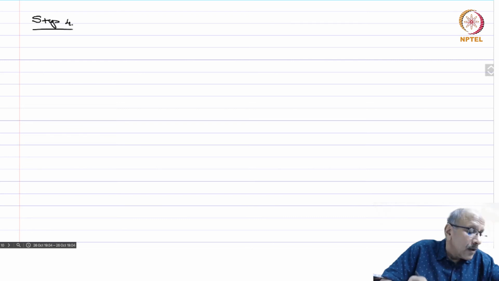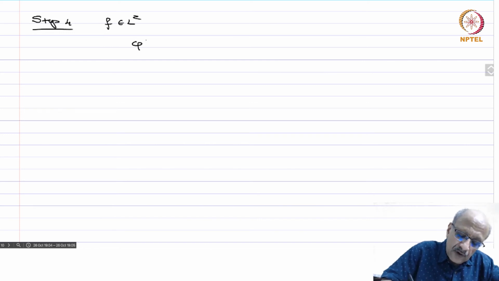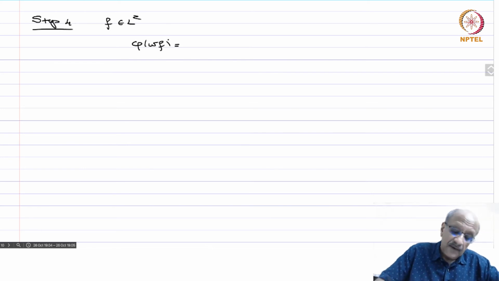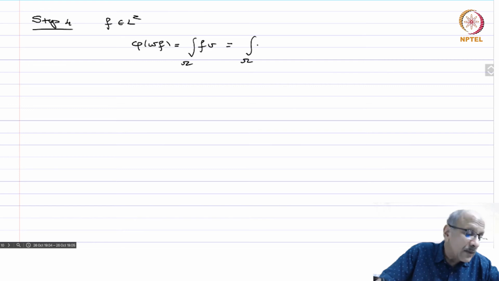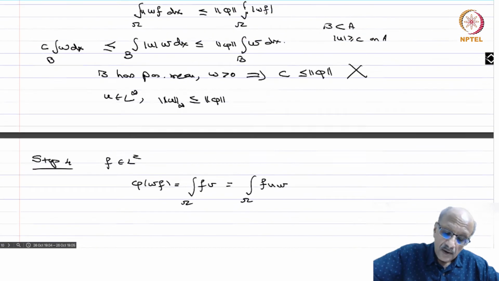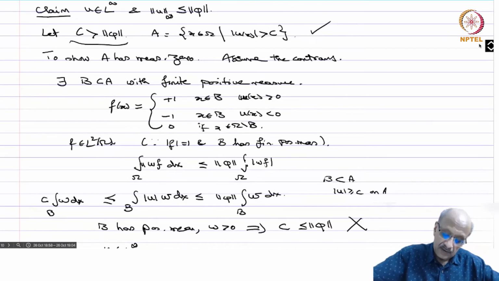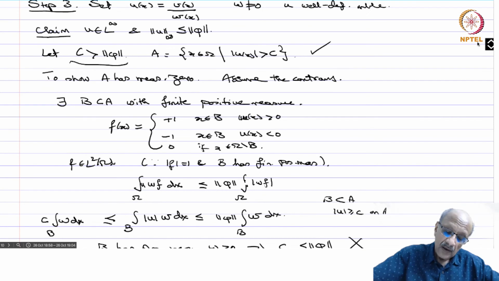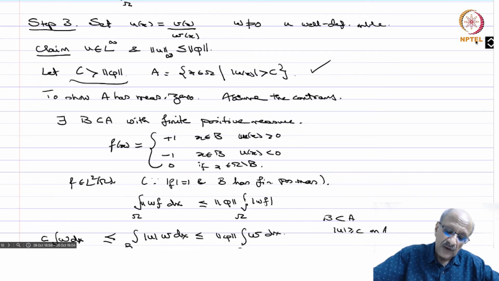Okay, now step 4. So for every f in L2 we have phi of wf equals the integral of v times f, the integral of fv on omega. But what is v? V is the integral of f times uw, because u is defined as v by w, so v is nothing but u times w.